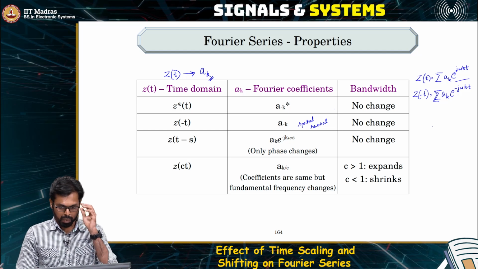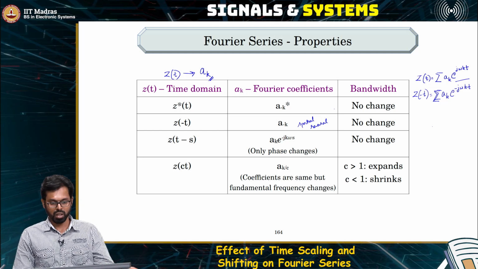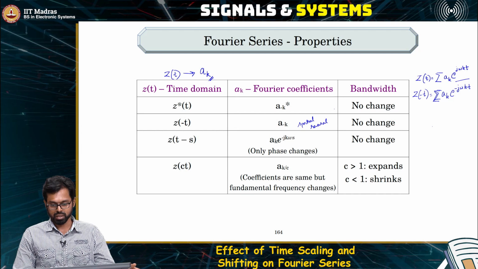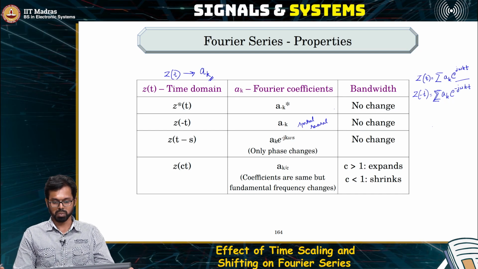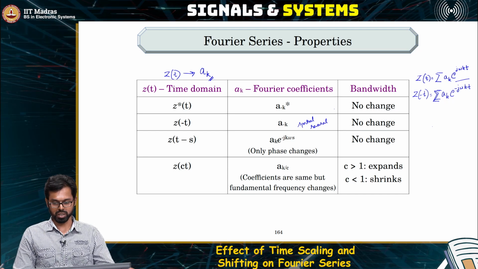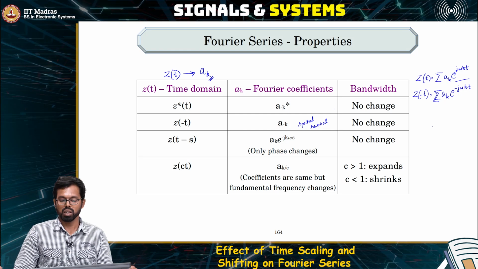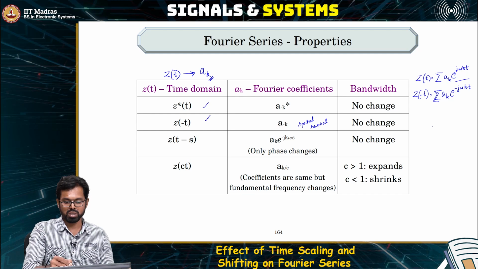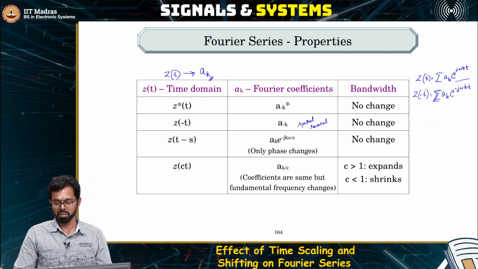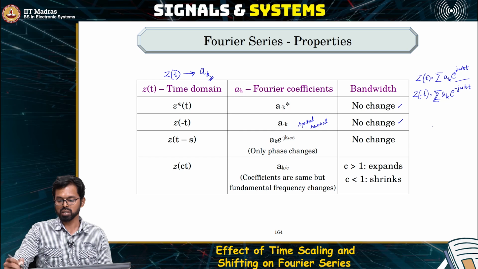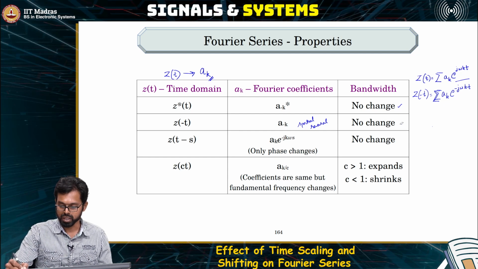What happens to the bandwidth in these two cases? Whatever was the maximum frequency still remains the maximum frequency. Whatever was the minimum frequency still remains the minimum frequency. So the gap between the maximum and minimum frequency does not change. So in both these cases, when you take the conjugate or when you reverse the signal in time, the spectrum does not change its bandwidth. The bandwidth remains the same.